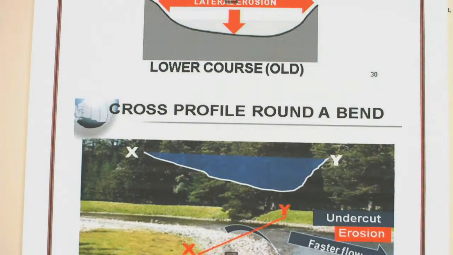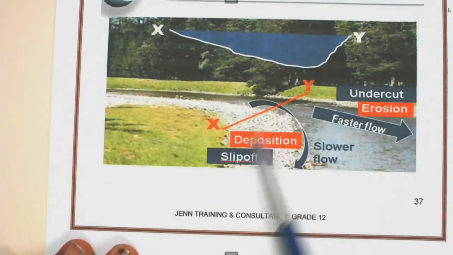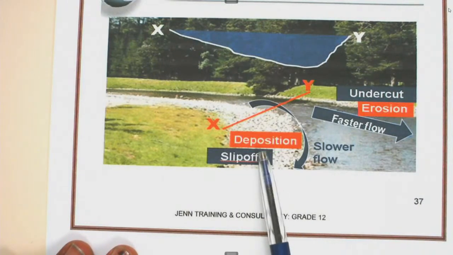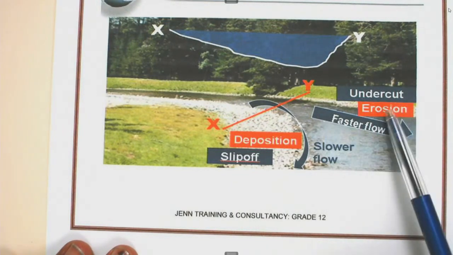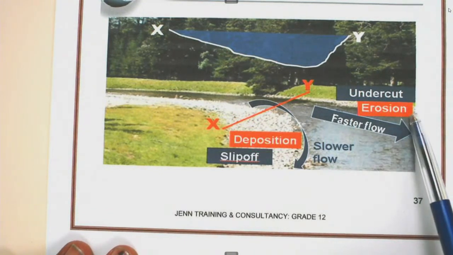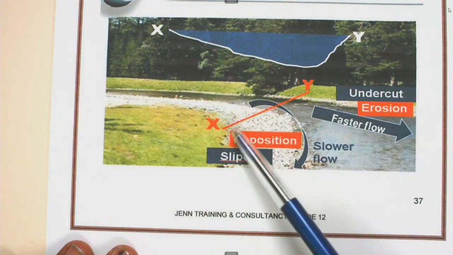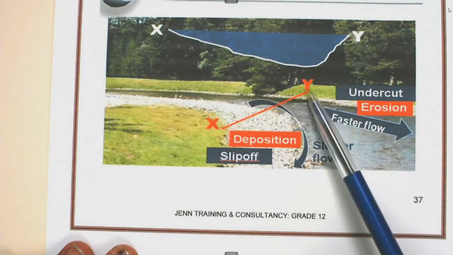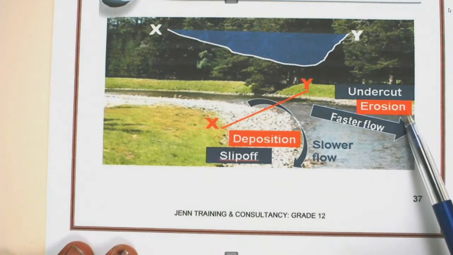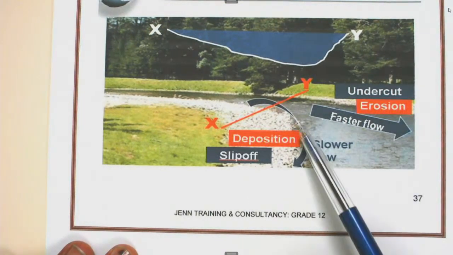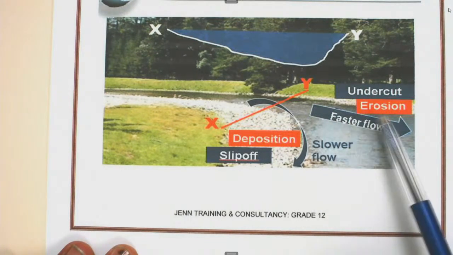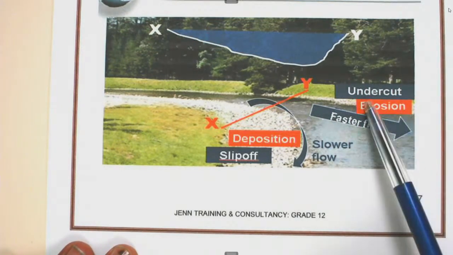The slope which is nearest to where the river is turning is referred to as the slip-off slope. This is where we are likely to have deposition. The far side of the river, when we look at it from one bank to another, is likely to have a faster flow of water leading to erosion, and it is referred to as the undercut slope.